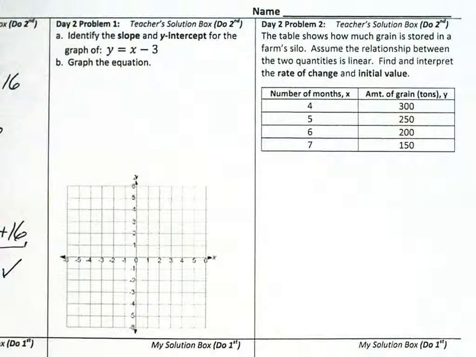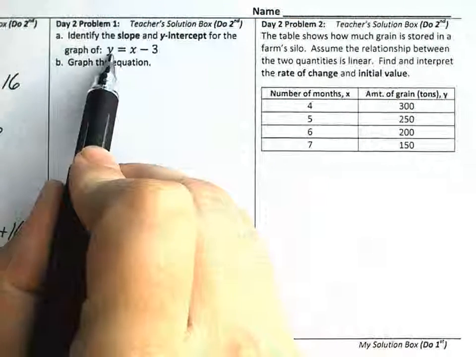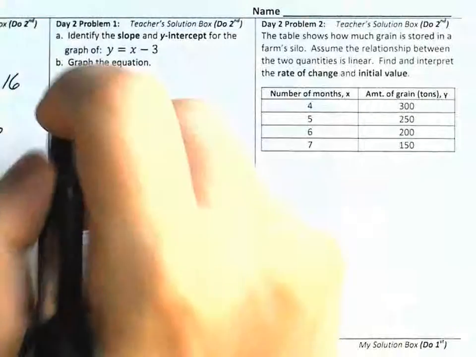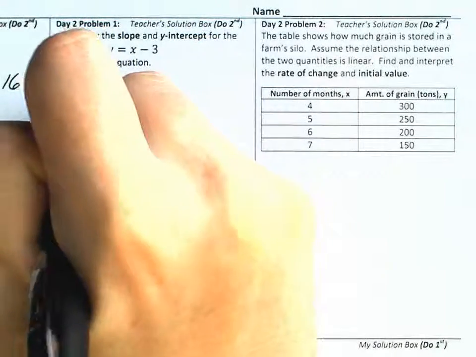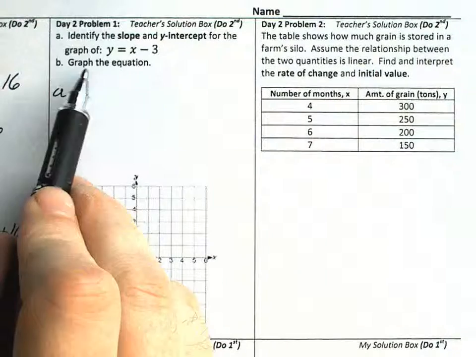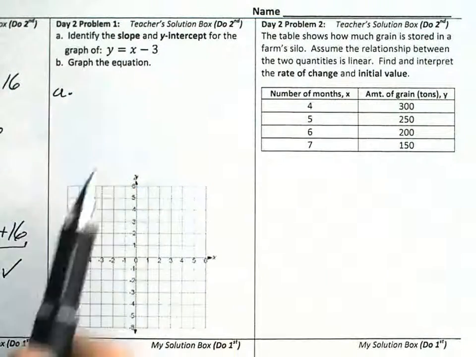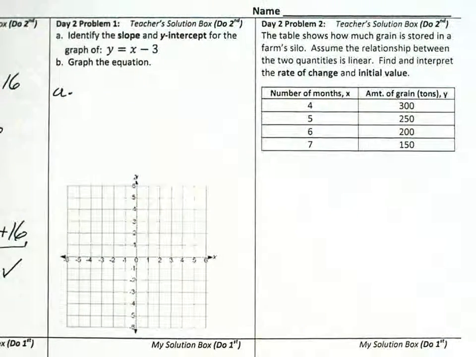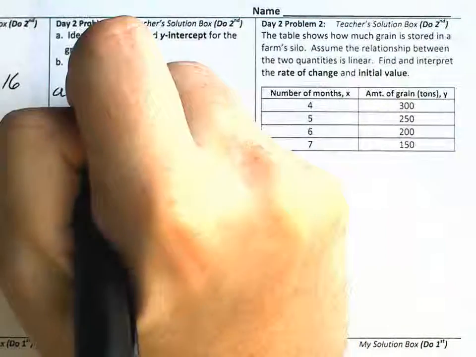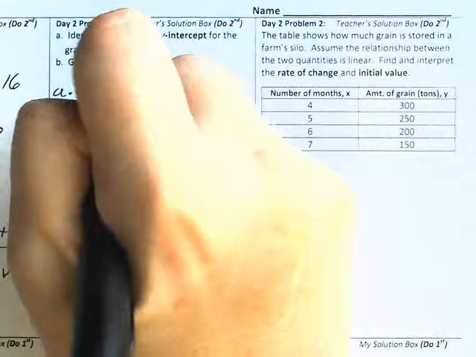Here's the solution to Day 2, Problem 1. Question A, identify the slope and y-intercept for the graph of this linear equation. So let's do part A first, and then in part B, we'll graph the equation using the slope and y-intercept that we figure out. So the first thing we're asked to find is the slope.